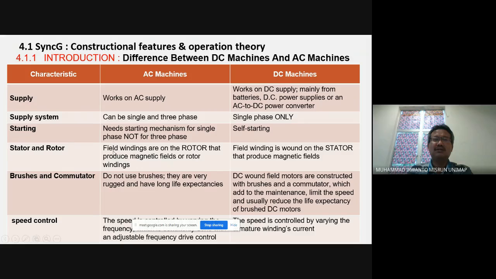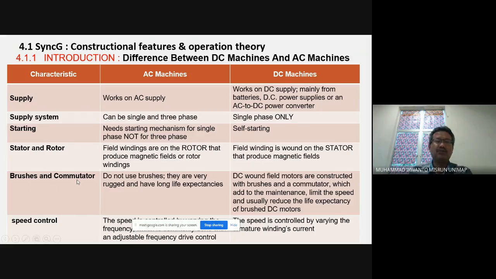Remember, in the AC machine, the field winding is constructed on the rotor and then produces the magnetic field. But in the DC machine, the field winding is wound on the stator to produce the magnetic field. Okay, it is different between DC and AC machines in terms of the stator and the rotor. I repeat again: field windings in the AC machine are on the rotor, but in the DC machine, the field winding is on the stator.